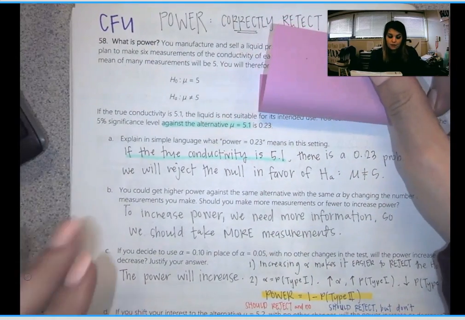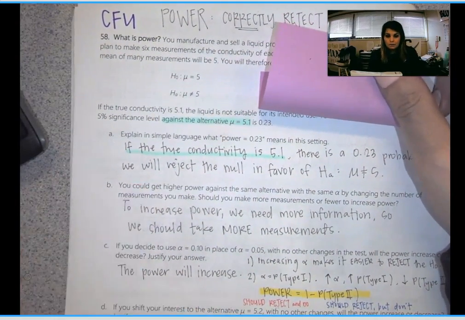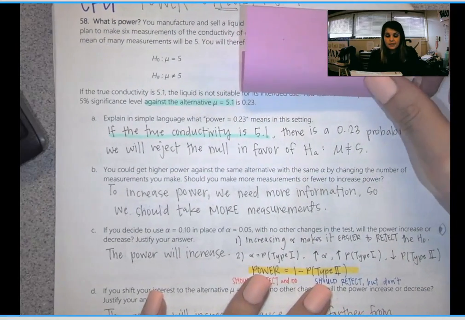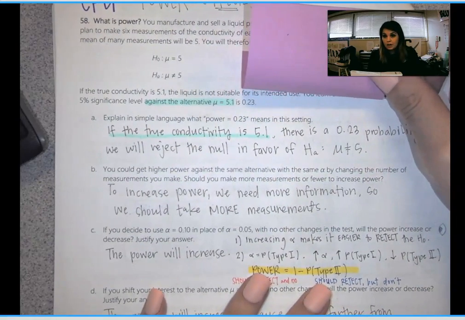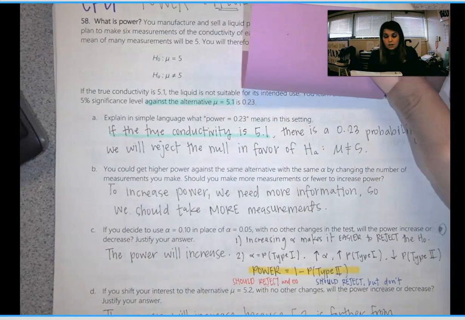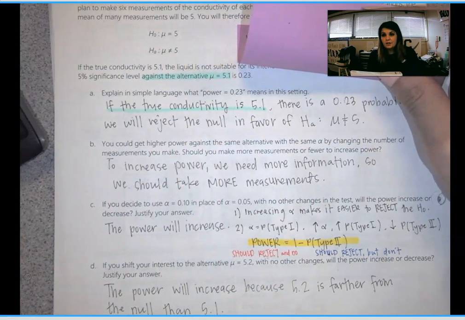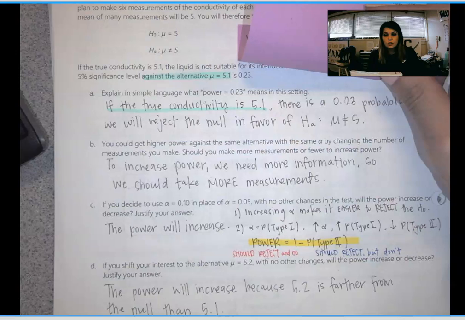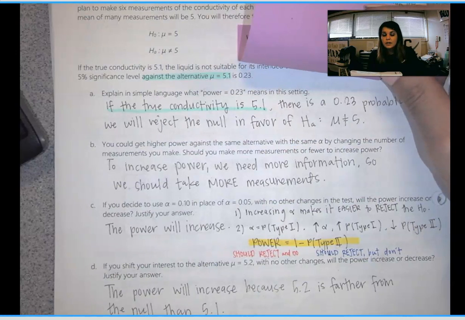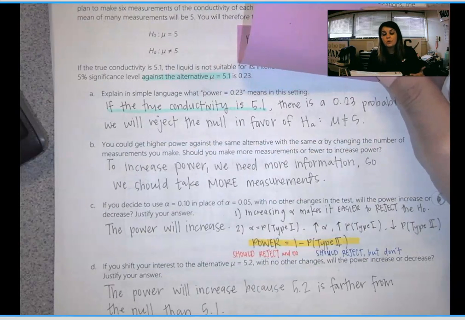What is the takeaway then before we do the last part? So I feel great about part A. How do I interpret the power of a situation? It's the chances that I'll correctly reject the null. B, I feel good about the fact that if you increase sample size, you increase power, because the more information you have, the easier it is to get the correct conclusion. And remember, power is when you correctly reject.